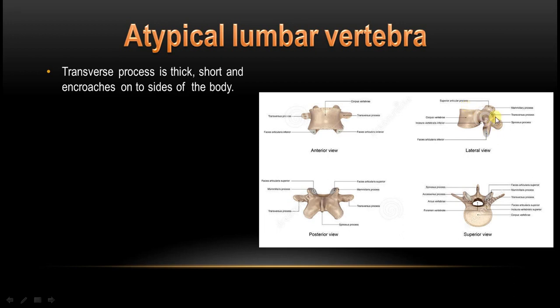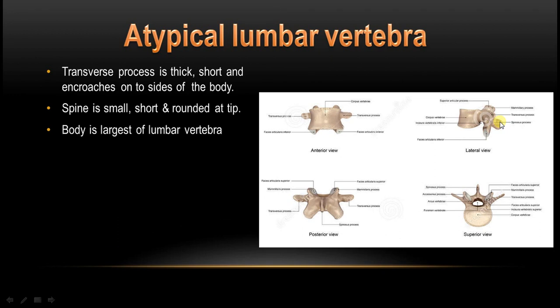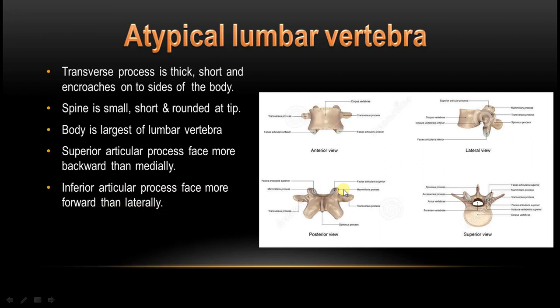Atypical: the transverse process is thick and short, and it is encroaching onto the sides of the body. A small spine, which is not quadrilateral at the tip but has a rounded tip, largest of all the lumbar vertebrae. The superior articular facet faces more backwards than facing medially. The inferior articular process faces more forwards. It is more facing front than facing laterally.